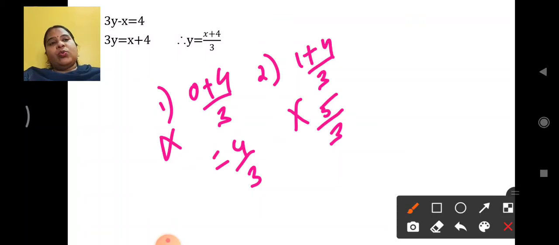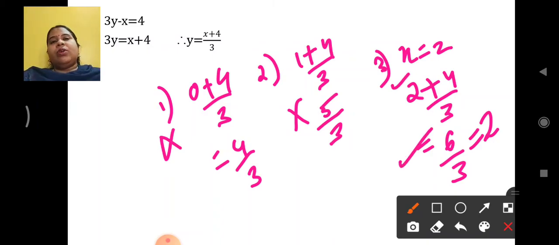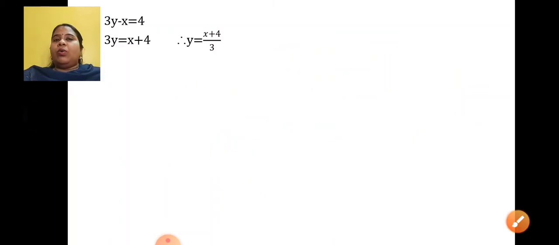Suppose I take it as 2. Yes, the next value, x as 2. So what will happen? 2 plus 4 upon 3. So it is nothing but 6 upon 3 and that is 2. So this is okay. My first value will be x is equal to 2 and I will get corresponding value of y also as 2. I hope you are understanding how to work out in the exam which value has to be taken.